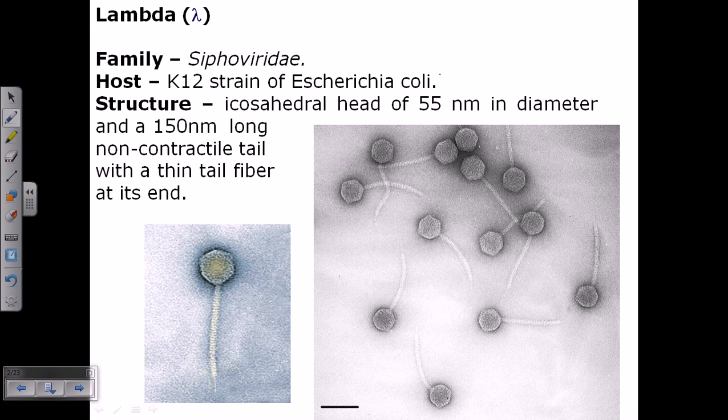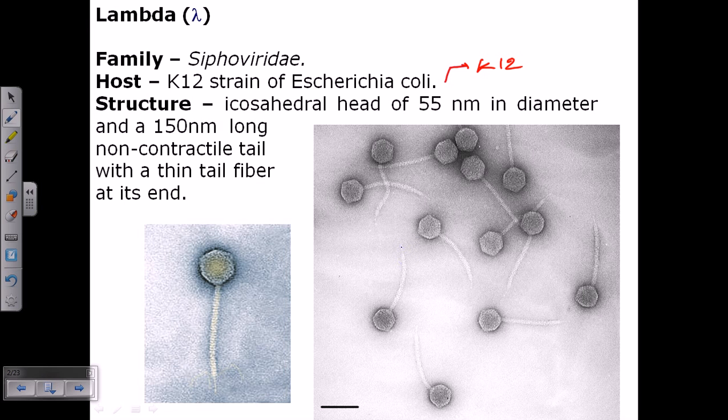Now E. coli has many different strains. Among them K12 is a very important strain, and lambda infects the K12 strain of E. coli. Now if we look at the structure of lambda phage, this is an electron micrograph of lambda phage.